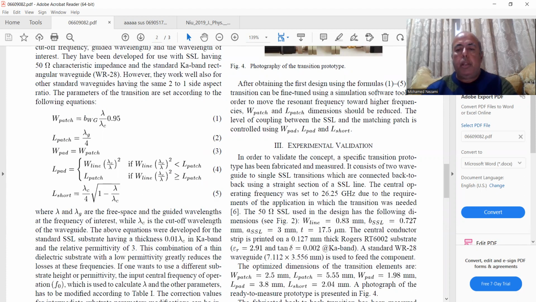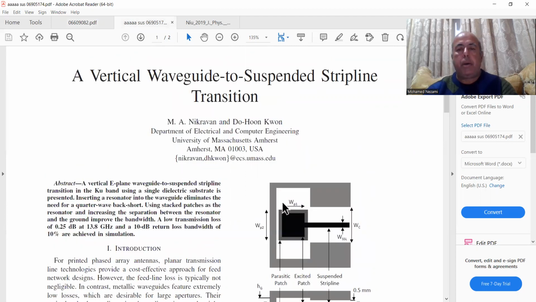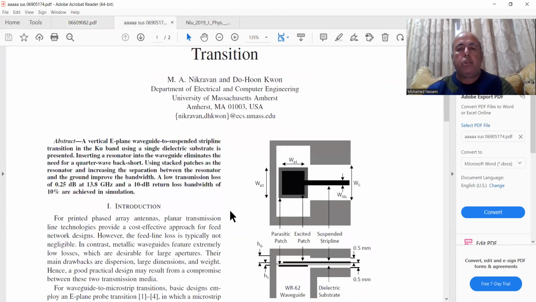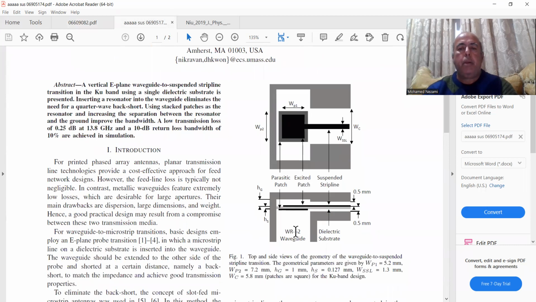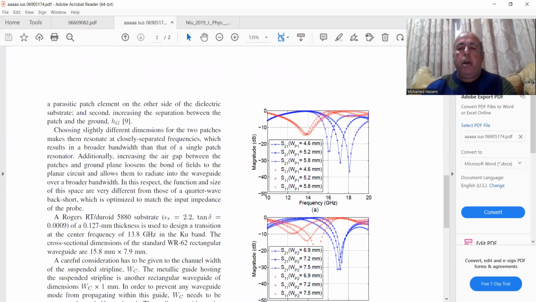Another publication that I found in the literature, if you want to do this at Ku band as well, somebody else has also implemented this at Ku band. So you can see here is the response.